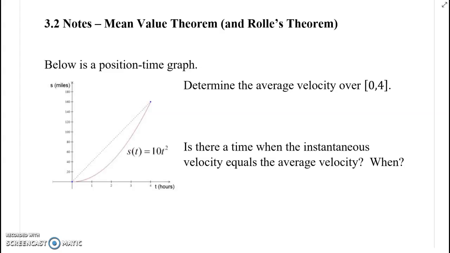So let's consider this position time graph. We've got a particle, maybe it's a car, who knows what it is, whose position starts out at 0 at t equals 0, and position is maybe around 10 when t equals 1, and whose position is around 40 when t equals 2, etc. It's following this position time function, this parabola.